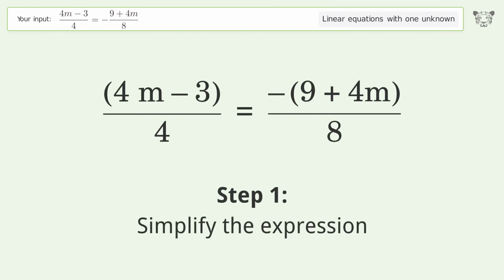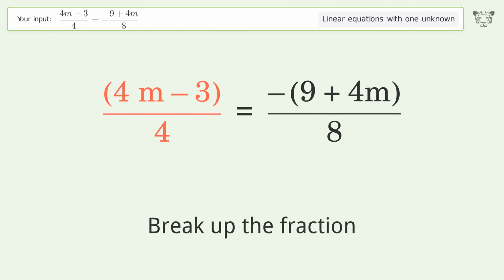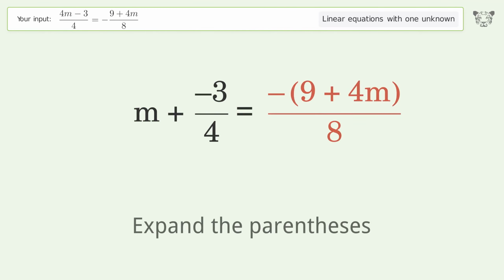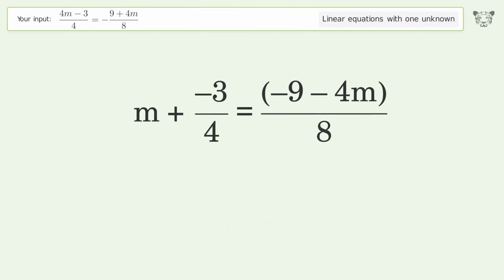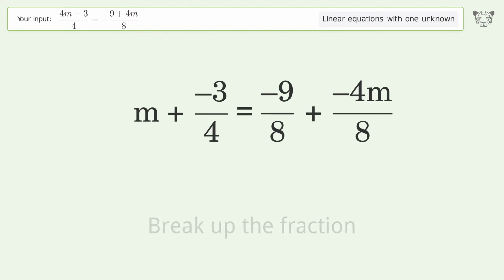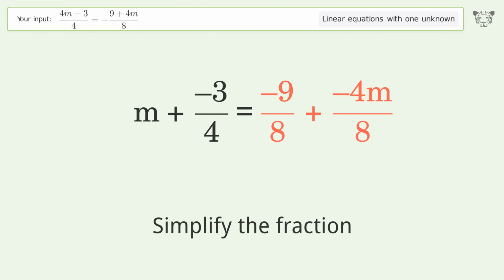Simplify the expression. Break up the fraction. Simplify the fraction. Expand the parentheses. Break up the fraction. Simplify the fraction.